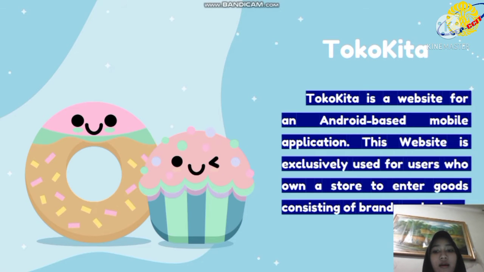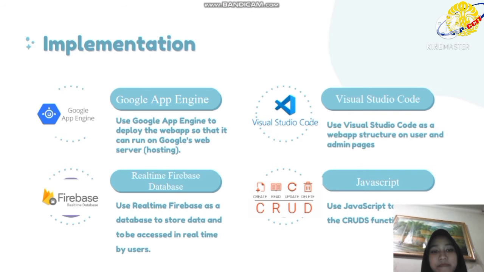Okay. We will explain about Toko Kita. This is a description of Toko Kita. Toko Kita is a website for an Android-based mobile application. This website is exclusively used for users who own a store to enter goods consisting of brands and price.